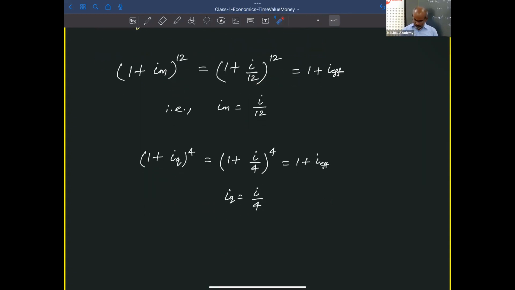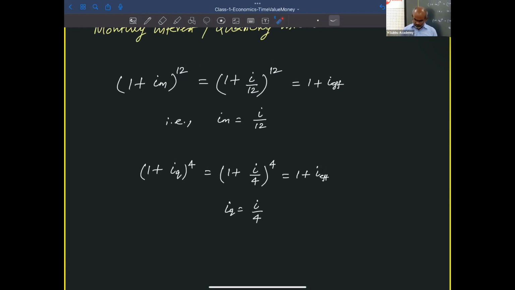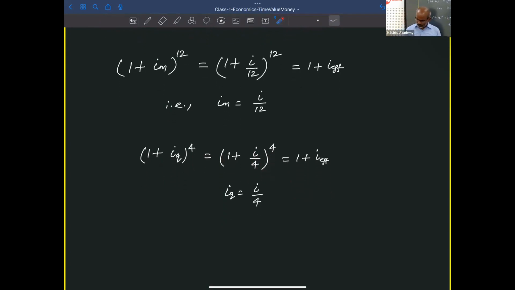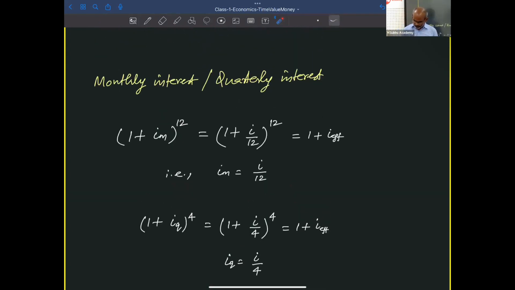Okay. And suppose a quarterly interest rate is given, so 1 plus the quarterly interest. In a year we have 4 quarters, and it is given as a nominal interest rate I compounded quarterly. Then that is also equal to 1 plus I effective. Okay, we'll make use of these formulas in our calculations.